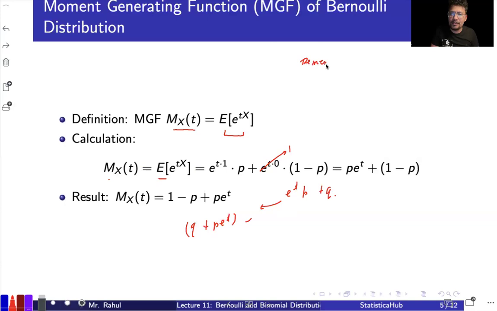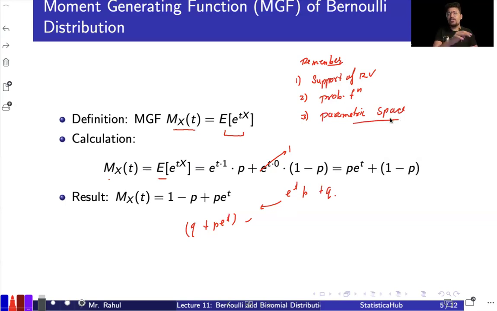So always remember the first point, the support of the random variable. Second point, the probability function. Third point, the parameter space. So parametric space is nothing but the set of all the possible values of the parameter for the particular family of distributions. Okay, we are having the parameter space.